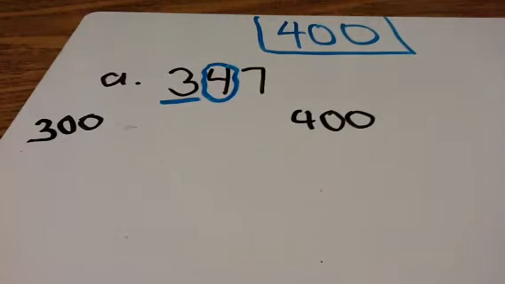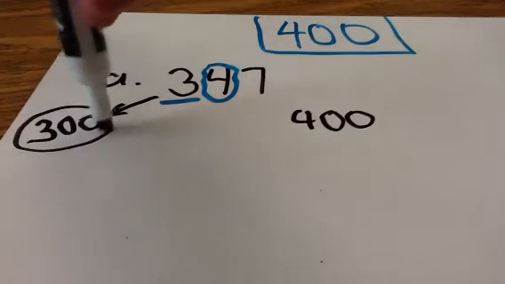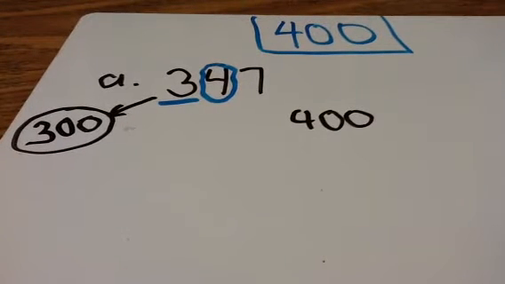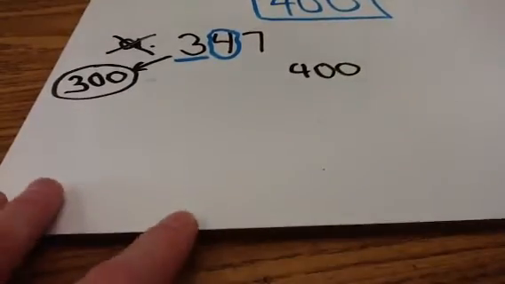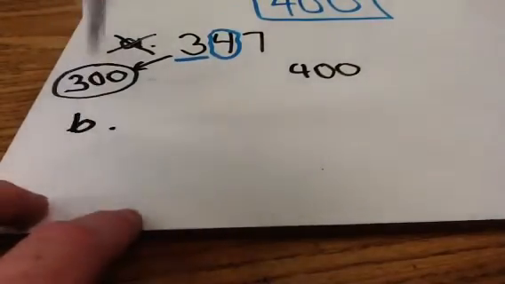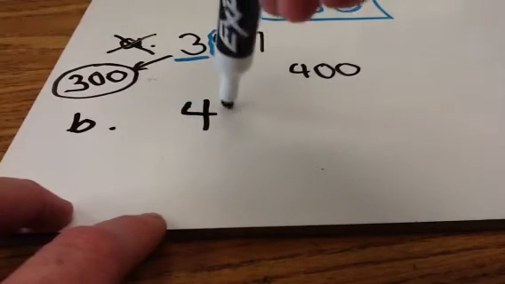Was 4 a red or a green number? 4 is red, so that means I stop and stay the same. So that means we're going to go back to 300. So 347 is closest to 300. So A is no good because we want 400. B, 429.